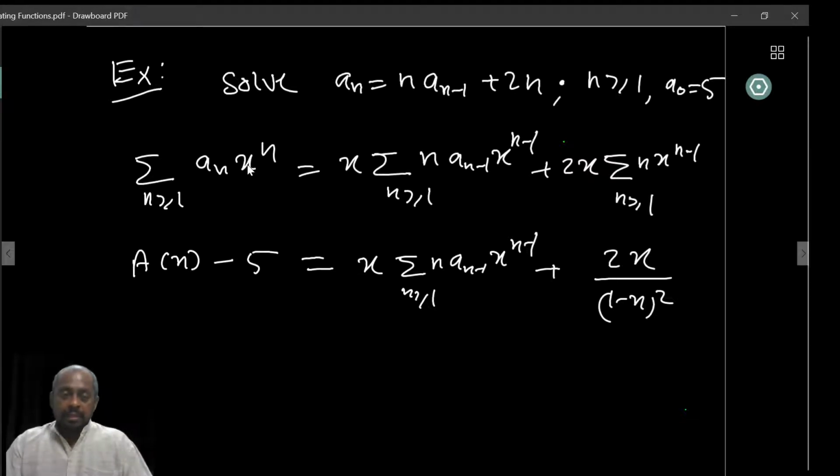Then because the first term is missing from the left side, you have A(x) minus 5, right? a_0 is 5. And then we have x times summation n greater than or equal to 1, n into a_{n-1} x raised to n minus 1. How do we write this in terms of A(x)? It's not clear. And the last term is 2x by (1 minus x) whole square, because summation n into x raised to n minus 1 is the derivative of the geometric series. So we have (1 minus x) whole square. So we get this.